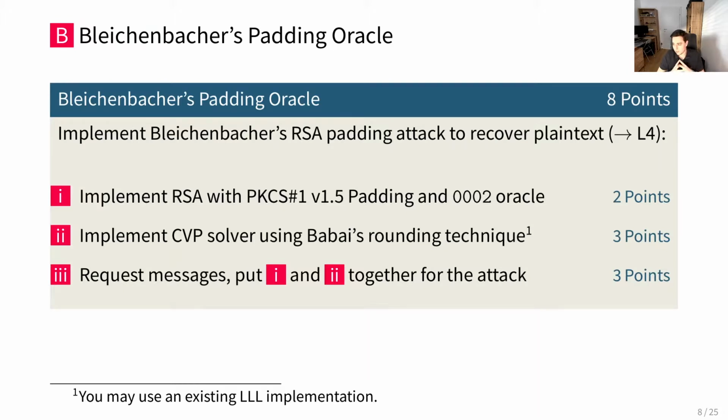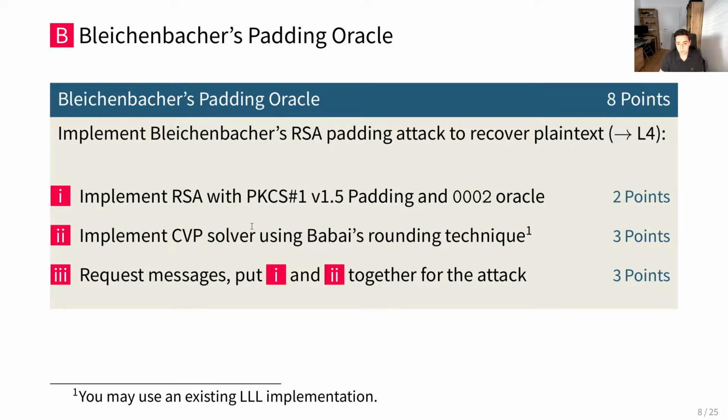The second task is something you haven't heard about yet in this course at least, and it's an attack on a padding oracle, which is called Bleichenbacher's attack, or one variant of it. And this is also split into different subtasks. So the first subtask will be to implement RSA with this padding scheme. Now this basically sounds worse than it is. This is only a plain implementation of RSA with this padding scheme and with this 0002 oracle. And we'll see in a minute what this actually means. This is actually not so hard.